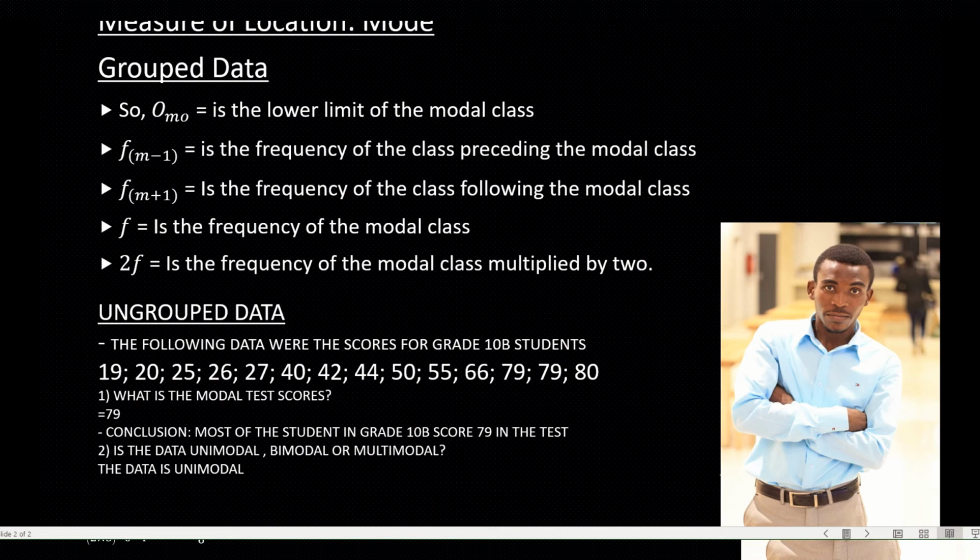And then they can ask you, is the data unimodal, bimodal, or multimodal? From looking at it, you know that there is only one modal number, which is 79. Then you know the data is unimodal. Otherwise, if we had two modal numbers, it would be bimodal. If we had multiple modal numbers, then it would be multimodal.